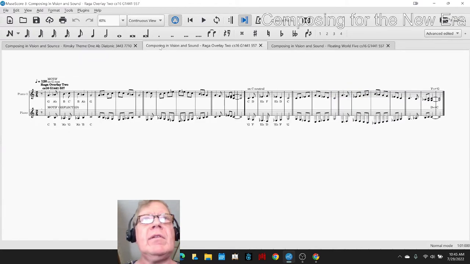Raga Overlay 2 is the second in the series, and we're using reflection and overlay.